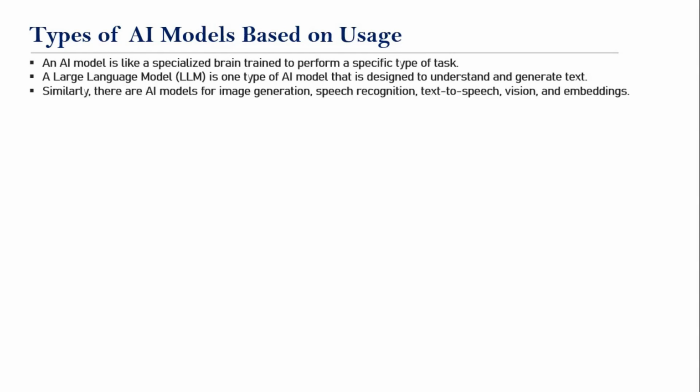Similarly, there are AI models for image generation, speech recognition, text to speech, vision, and for embeddings. So be clear, all these are different AI models. Suppose you go with image generation, that is one type of AI model and it is specifically designed to work with images. Now let me explain these AI models with a simple diagram.